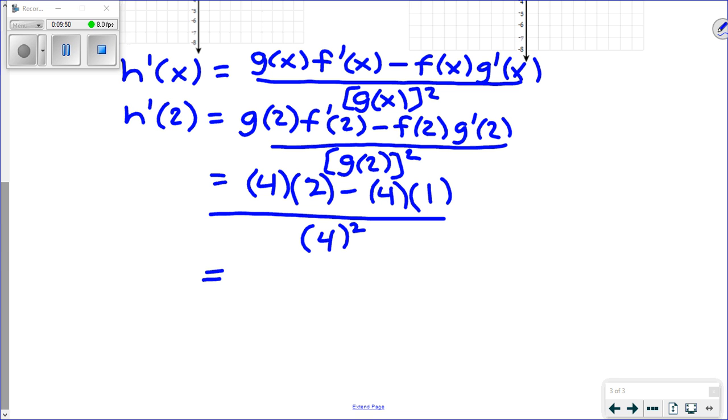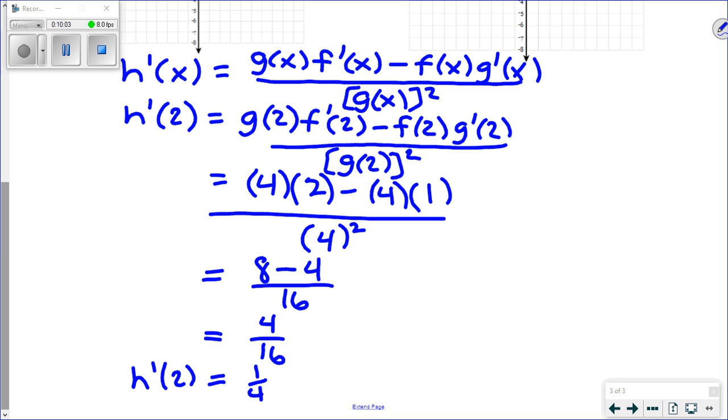And then we're just going to work it out. So 4 times 2 is 8, minus 4 over 16. That ends up being 4 over 16, which equals 1/4 in the end. So h prime of 2 is 1/4. The process is what we're doing with the table of values, we're just now having to figure out these values from the graphs, okay?